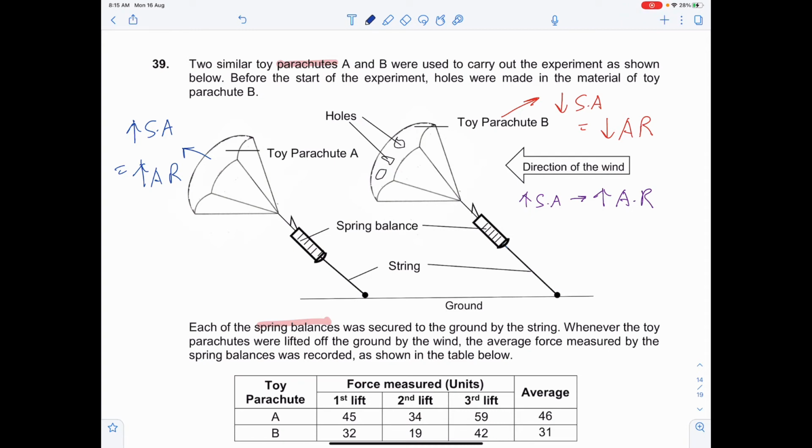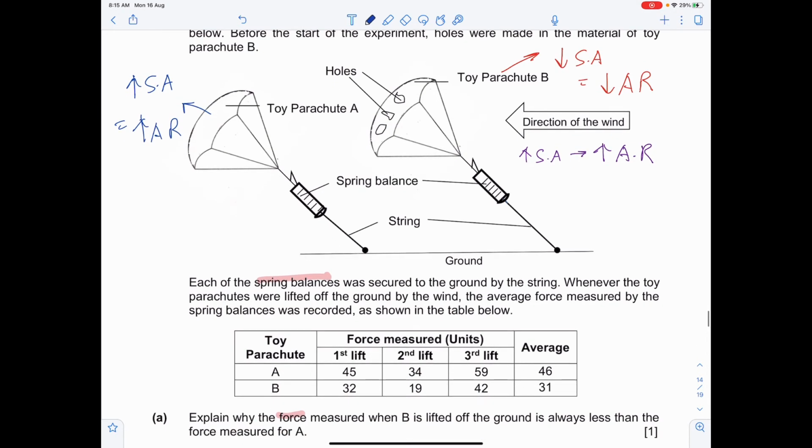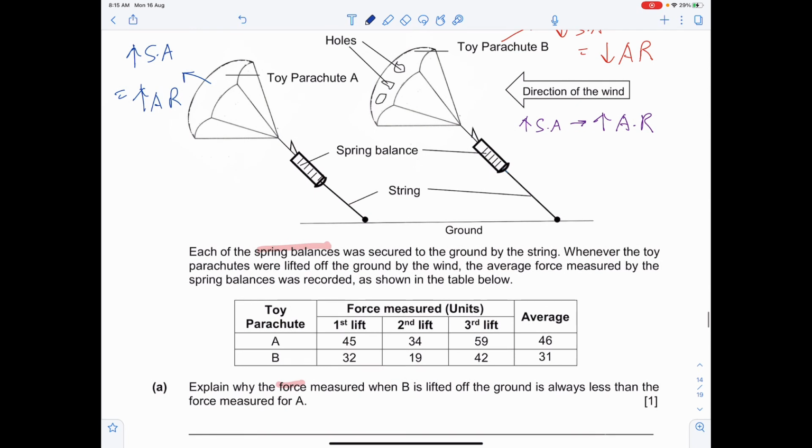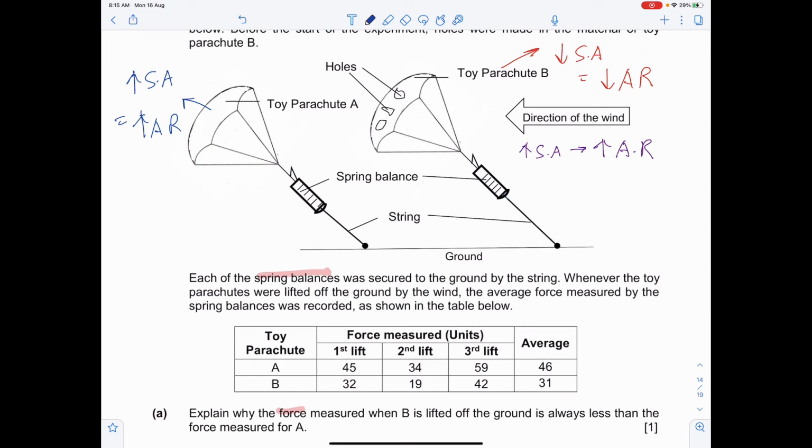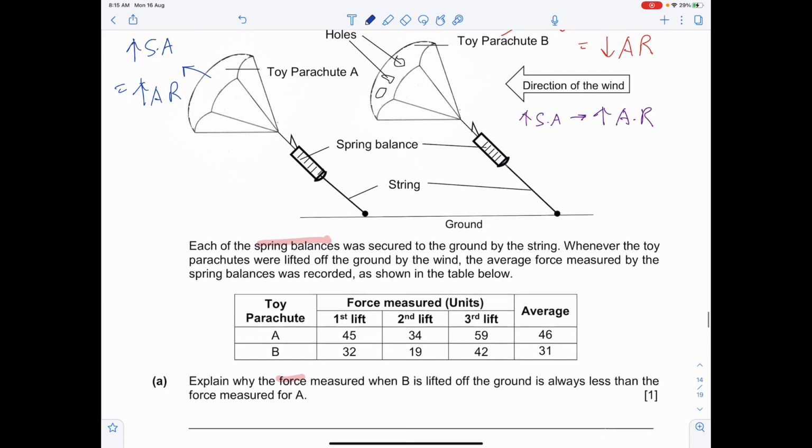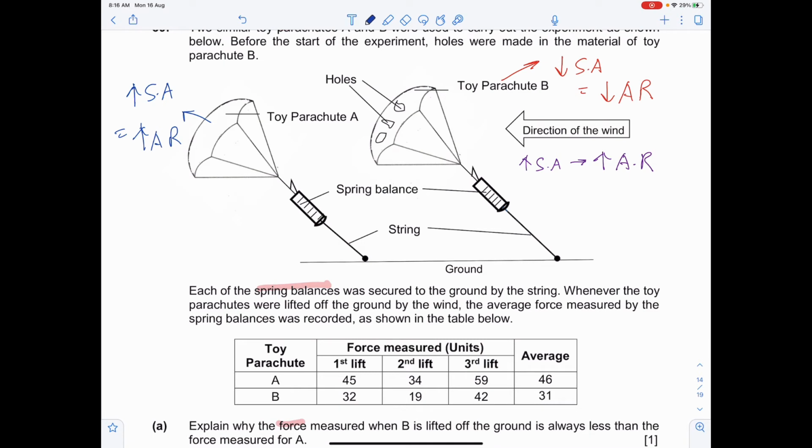Now, you will also need to understand that this question requires one to look at forces very, very carefully. And because it is an experimental setup, once again we should look at the change and constant variables or the measured variables. The measured variable in this case is the amount of force on your spring balance. And your change variable is the amount of surface area, determined by whether there are holes or no holes.